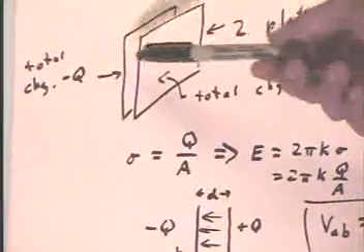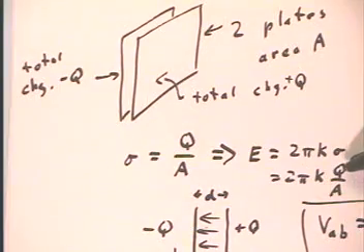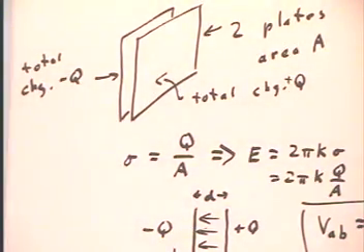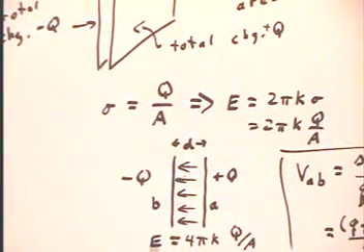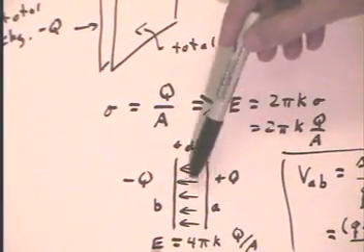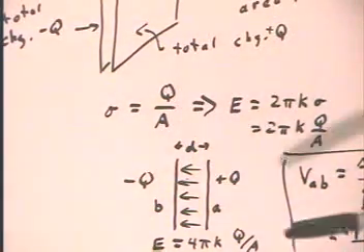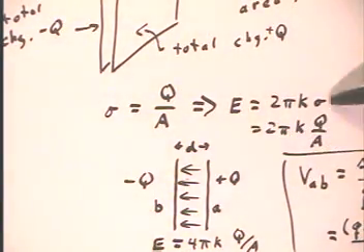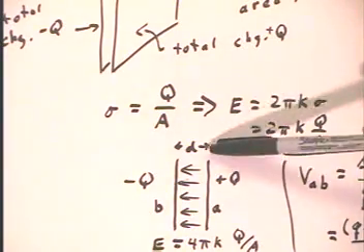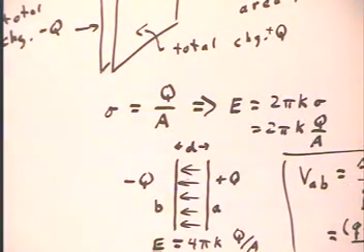The negative plate has an electric field that's going to be negative 2 pi K Q over A. All this means is that the field from the positive plate will be directed away from the plate, and the field from the negative plate will be directed toward the plate. These fields don't fall off with distance except near the edges of the plate, where the symmetry argument doesn't hold.